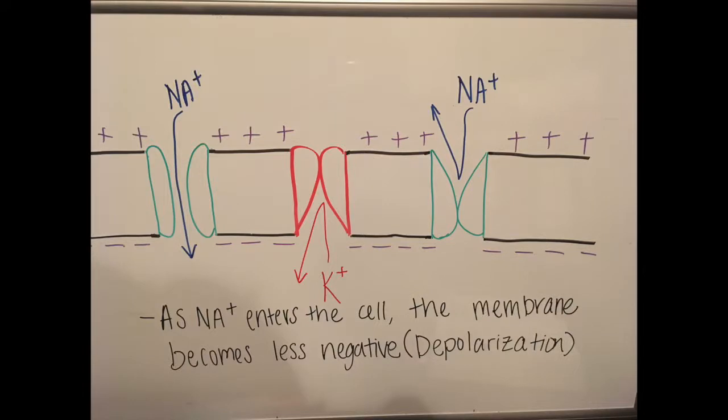After the resting stage, there's the depolarization stage. Here, due to a stimulus, sodium is able to enter the cell due to the gated ion channels. As a result of this, the membrane potential inside the cell is able to increase. If the membrane potential gets high enough, usually around negative 50 millivolts, then a threshold will occur.